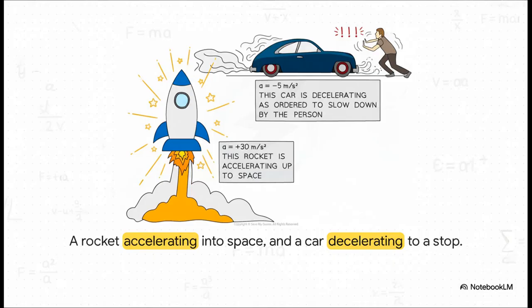And this visualizes it perfectly. A rocket taking off into space, that is some serious positive acceleration. Its velocity is just increasing like crazy. And a car hitting the brakes for a stop sign, that's decelerating. Its velocity is decreasing. It's simple, it's visual, and it's really easy to remember.